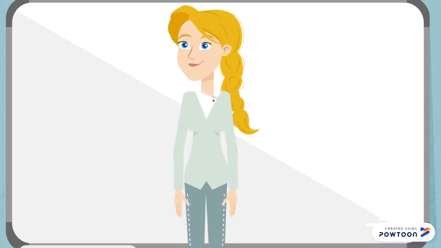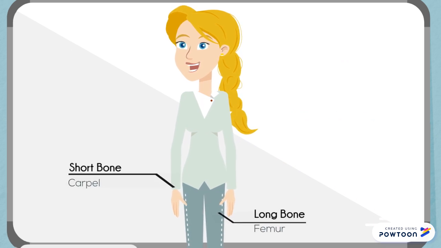A way to simplify this is by specialising on a certain type of bone, of which there are 5. We have long bones, short bones, flat bones, irregular bones, and sesamoid bone.